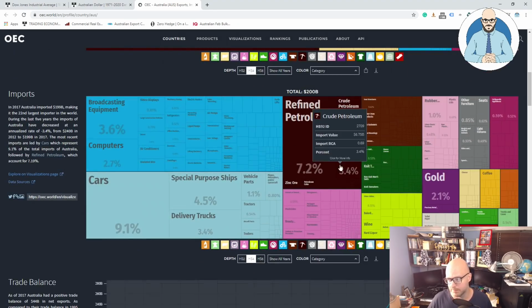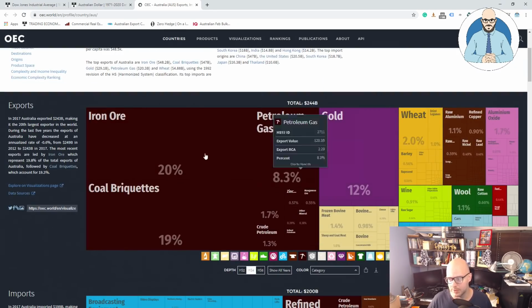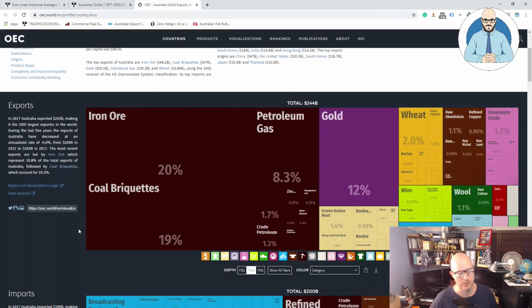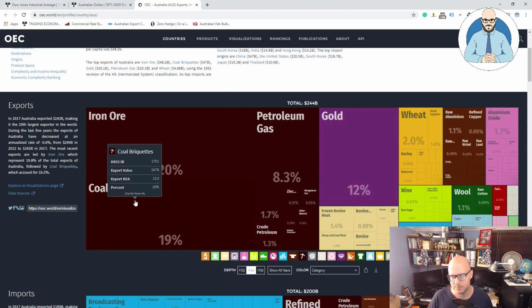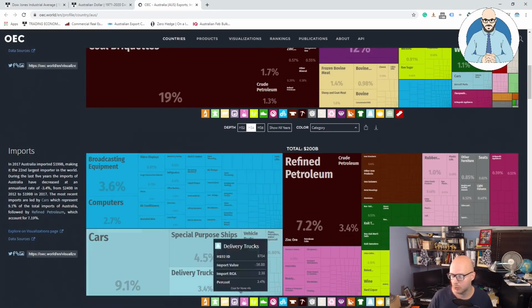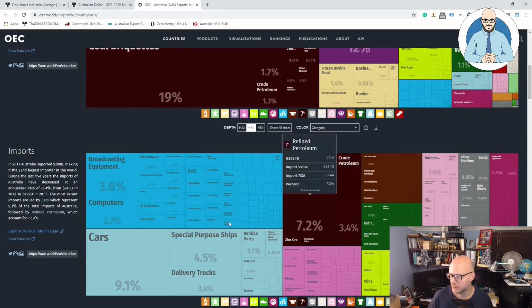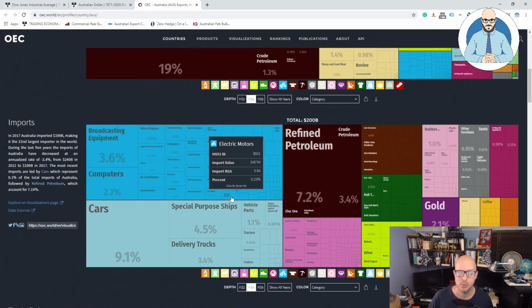These are our imports. Now, if the dollar declines, everything will become more attractive to foreigners whose currency is higher in value relative to our money. Over time, not instantly, these will be more appealing. Tourism will be more appealing. University education will be more appealing. But everything we import will become more expensive. And that will have a cost of living implication.